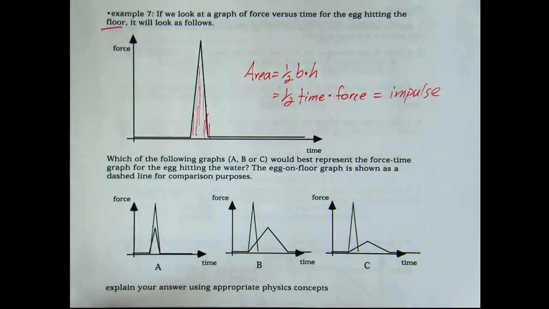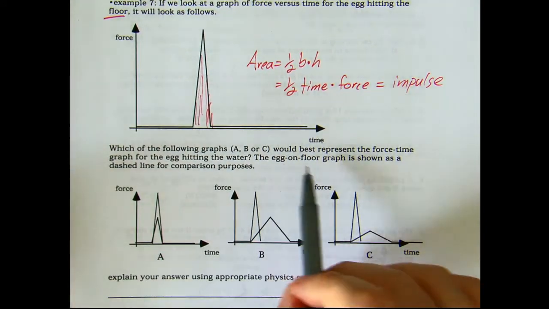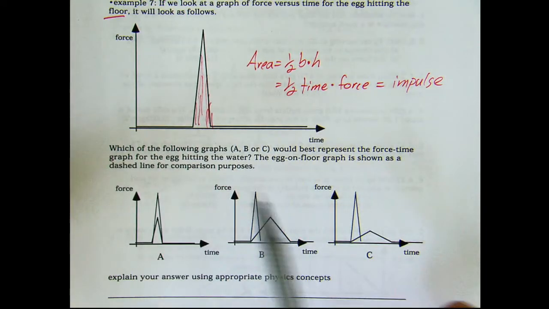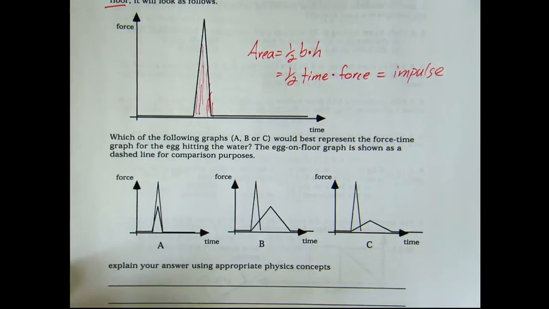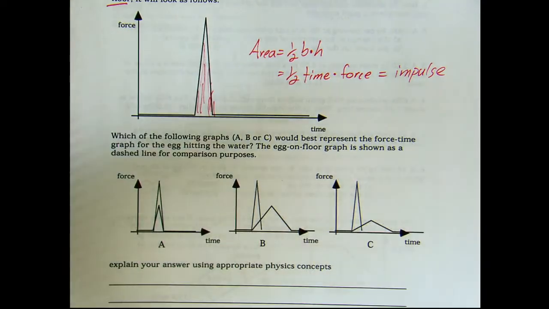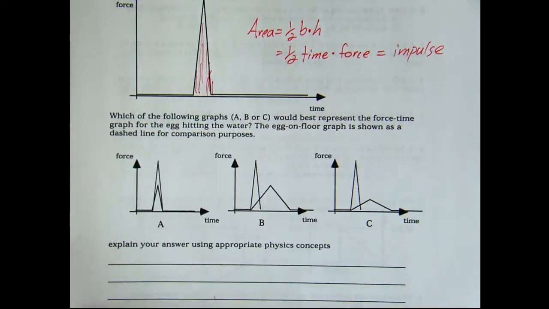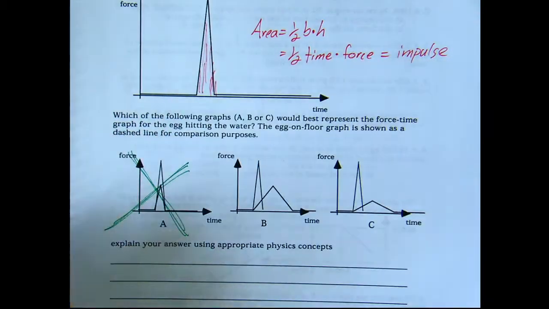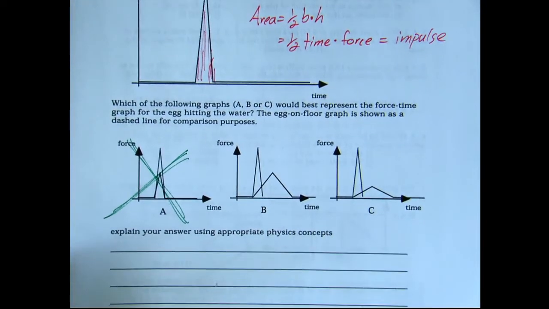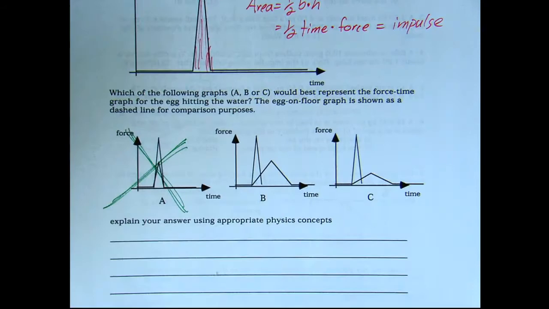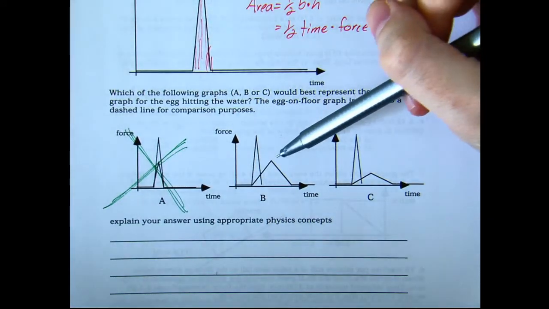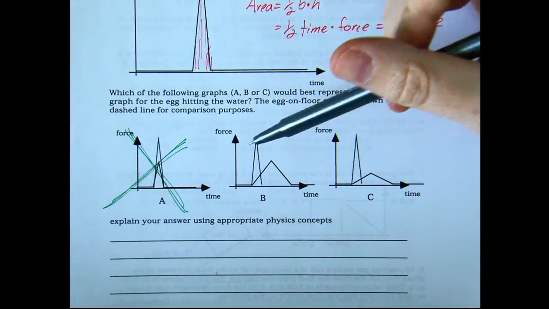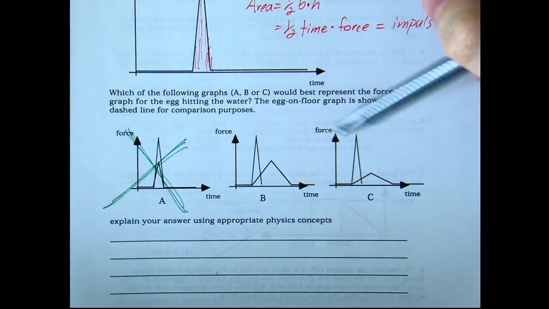The question here is which of these graphs, A, B, or C, would best represent the force versus time graph for the egg hitting the water? How is that going to change? Well, we've already seen that the egg hitting the water is going to extend the time and decrease the force. So we know it's not this one here. So let's look at B and C. Which one of these is most representative?